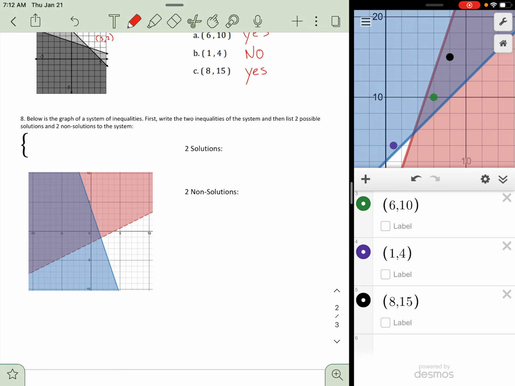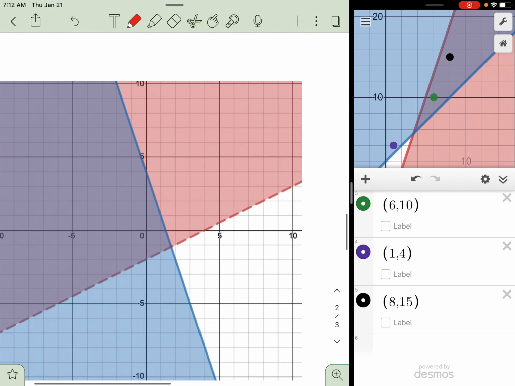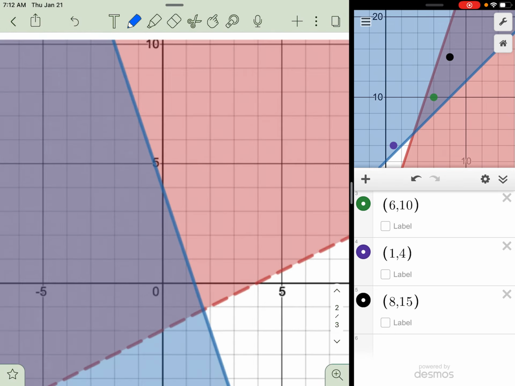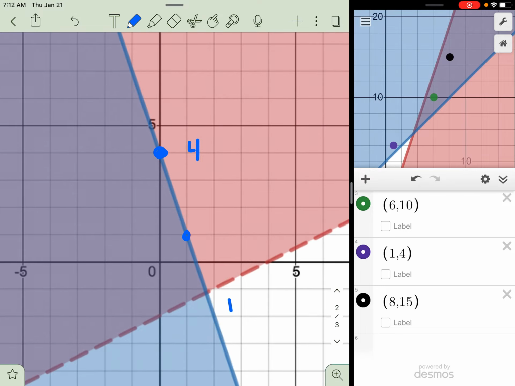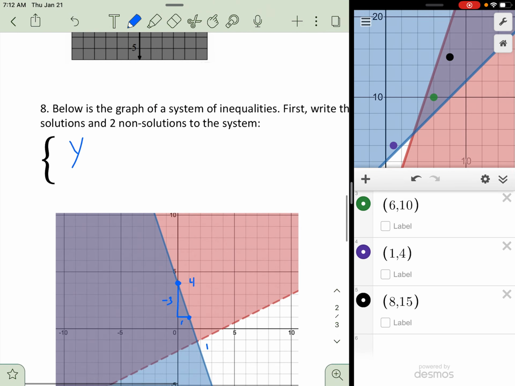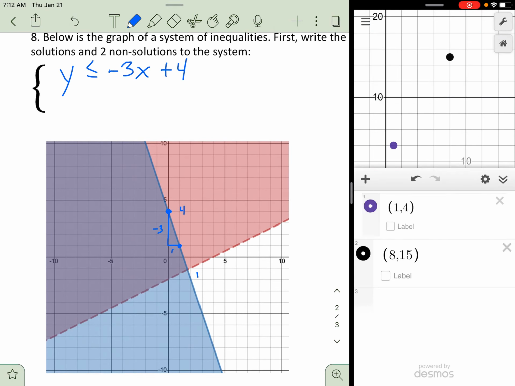Okay, last one here. Below is the graph of a system of inequalities. First, write the 2 inequalities of the system, and then list 2 possible solutions and 2 non-solutions to the system. So let's do this blue line here first. Blue line, you have a y-intercept of 4, and it looks like it goes down 1, 2, 3 over 1. Okay, so we have y, and it's shaded below and it's a full line, so negative 3 over 1x plus 4.